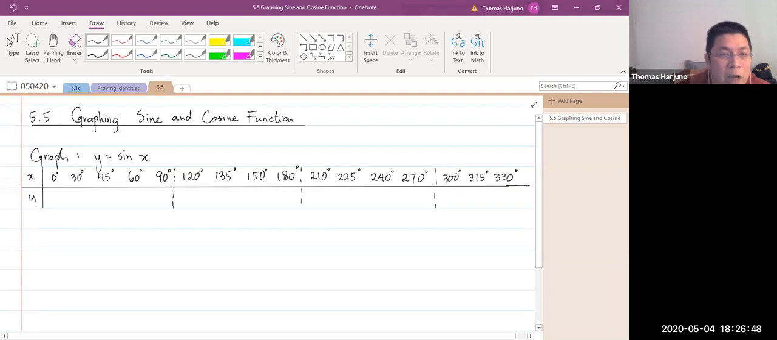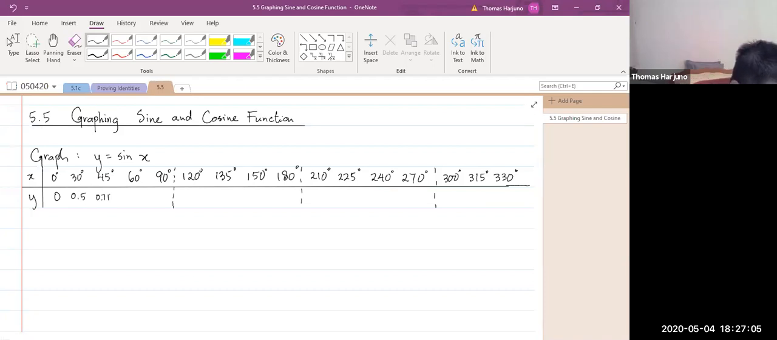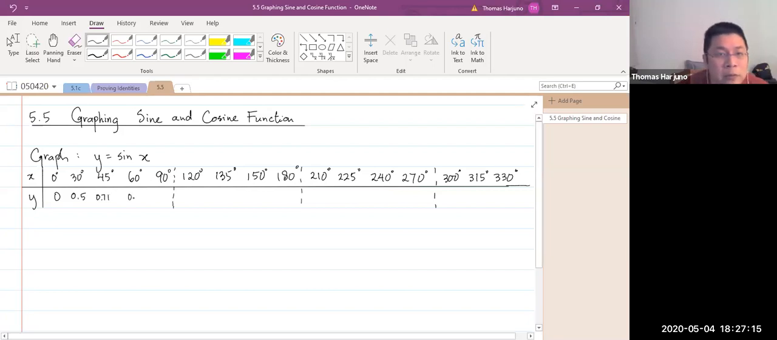For example, sine 0 degrees is 0, sine 30 degrees is 0.5, sine 45 degrees, I think, is 0.71. Use your calculator. And then sine 60 degrees is 0.86, 0.87. This is 1.